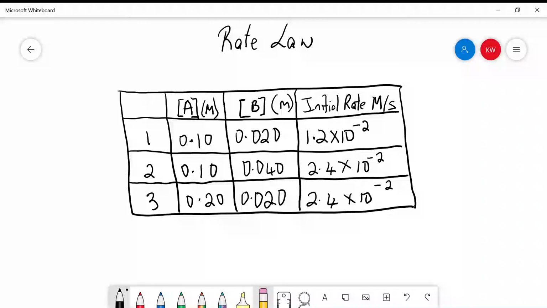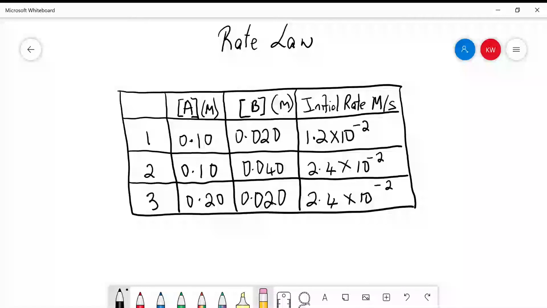Okay, so suppose you were asked to calculate the rate law based on this experimental data. We have a table here representing the result of the reaction, how the initial rate changes as the concentration of A and B varies. The way to approach this is to look at the data.